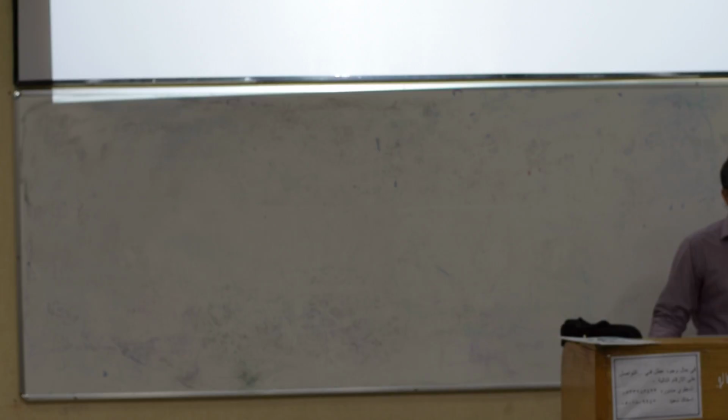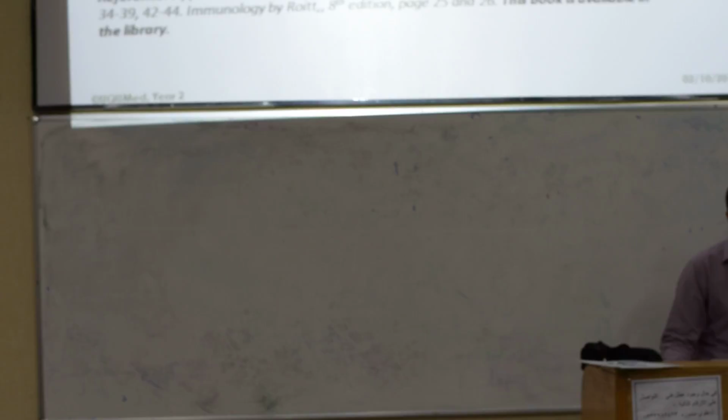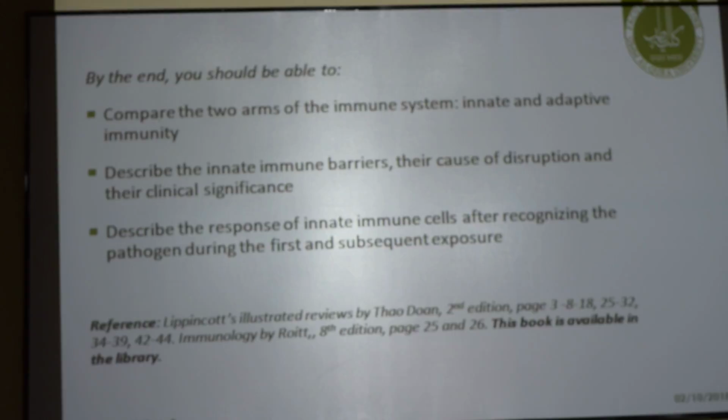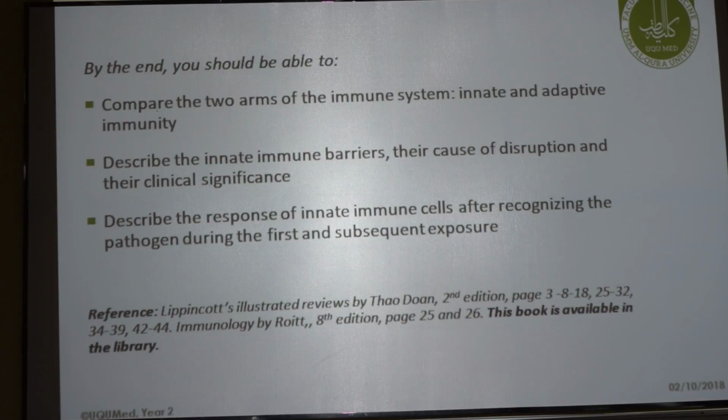So today's session is the front line of the immune system. By the end of this session, you should be able to compare the two arms of the immune system, that is innate and adaptive immunity. Describe the innate immune barriers, their causes of disruption, and their clinical significance. And finally, describe the response of innate immune cells after recognizing the pathogen during the first and the subsequent exposure.